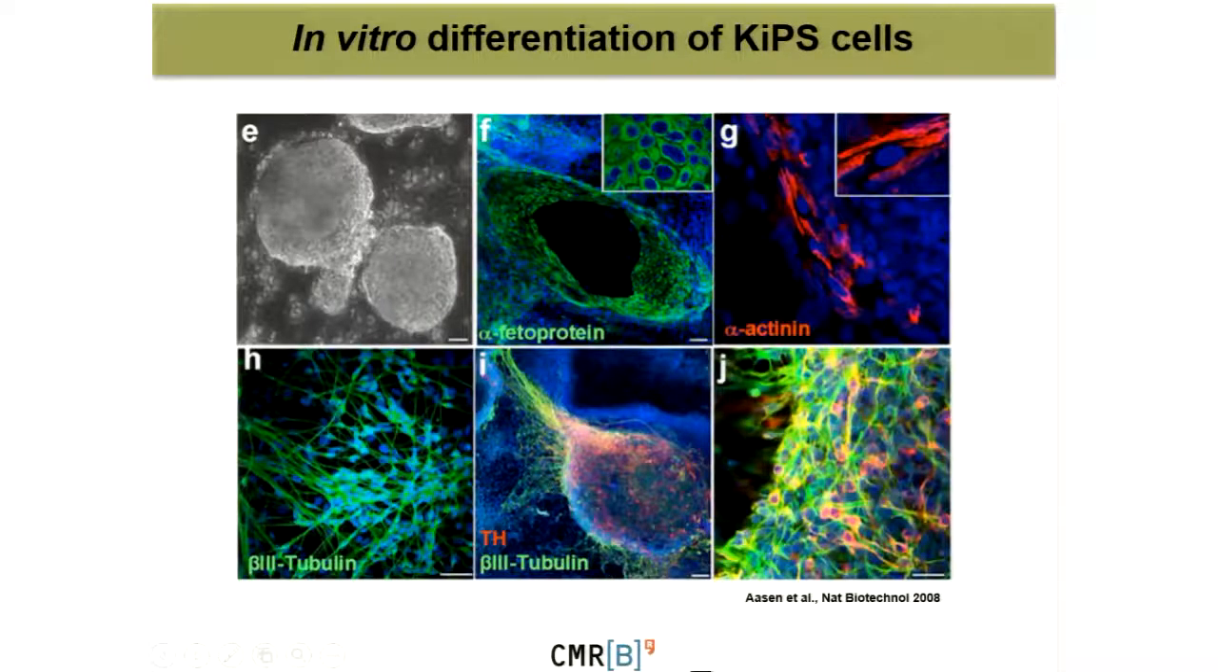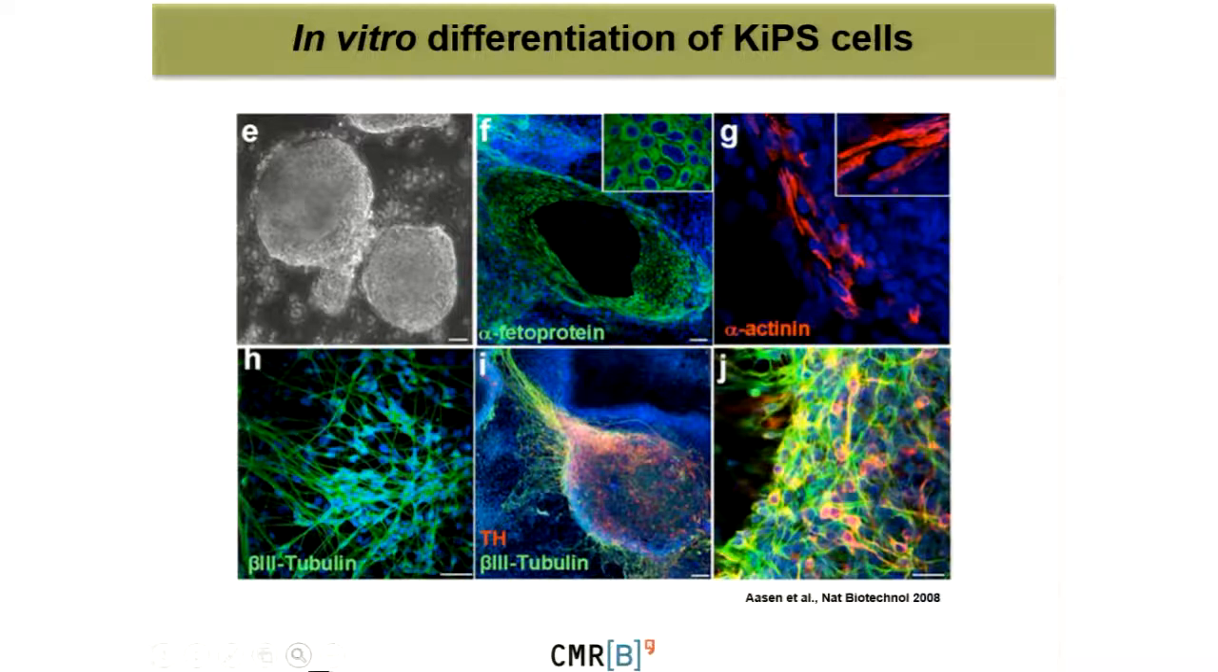Okay. For differentiation, there are many directed differentiation protocols, but just to characterize the cells, the easiest way is to form these aggregates here, what we call embryoid bodies. These are really mimicking what happens during early embryo development. They are just aggregates of cells, but when you do that, cells start doing something similar to gastrulation, and they form mesoderm, and you can find derivatives of endoderm, mesoderm, and ectoderm in those bodies.